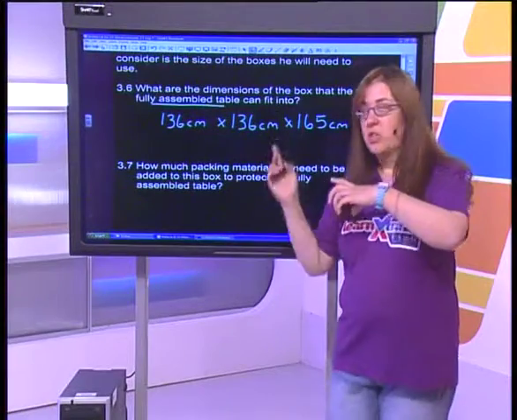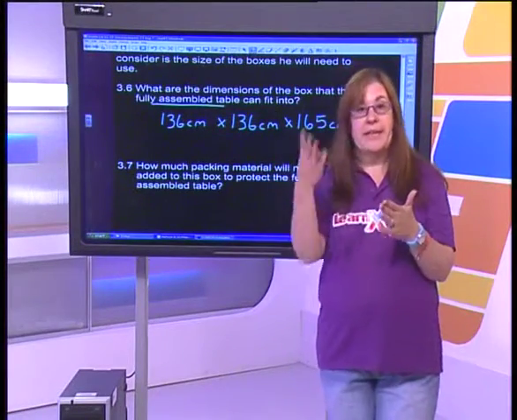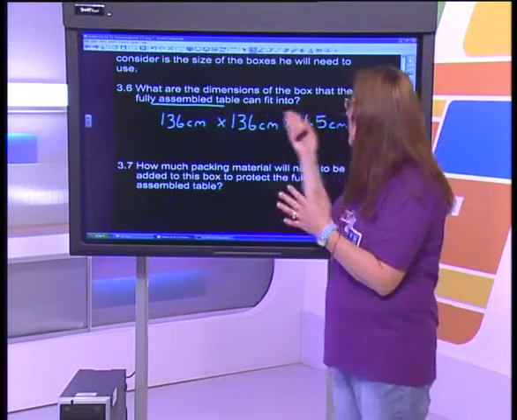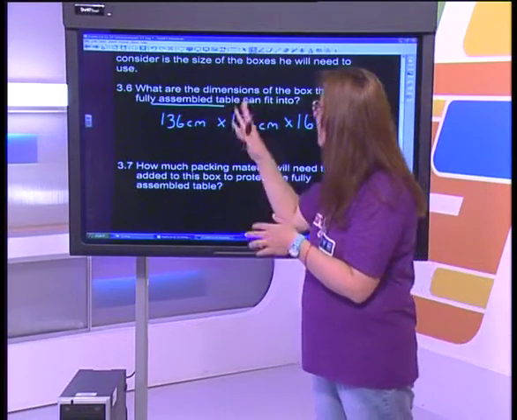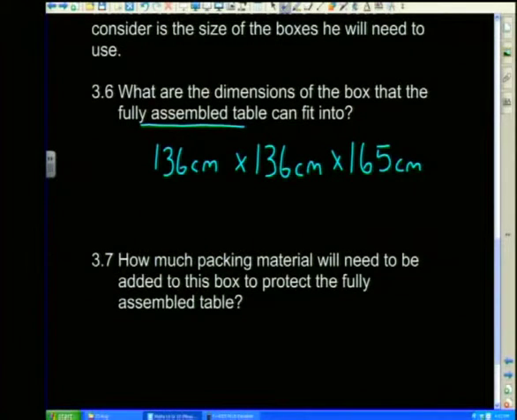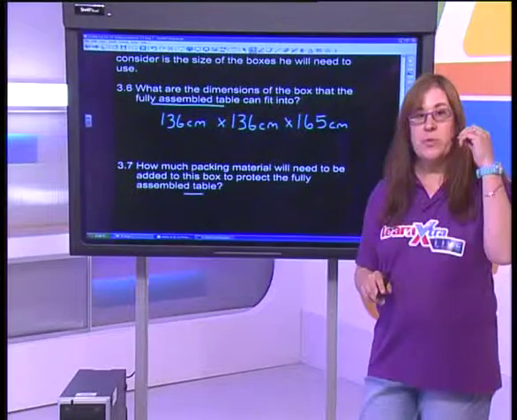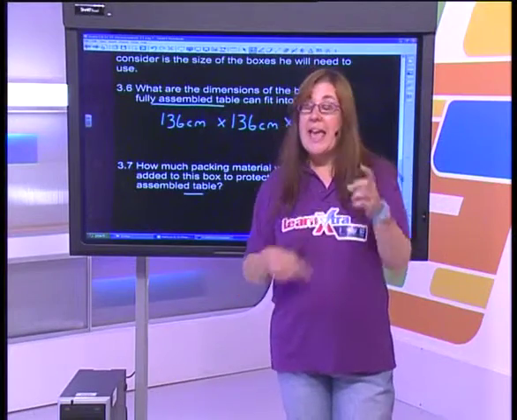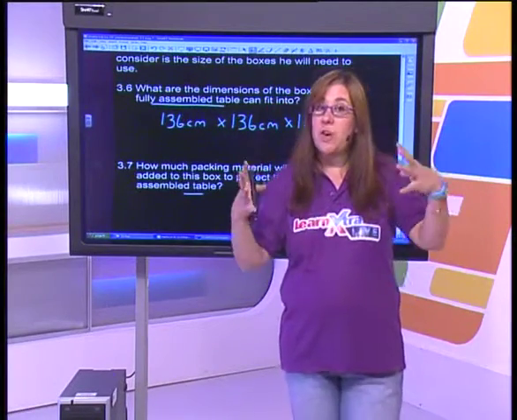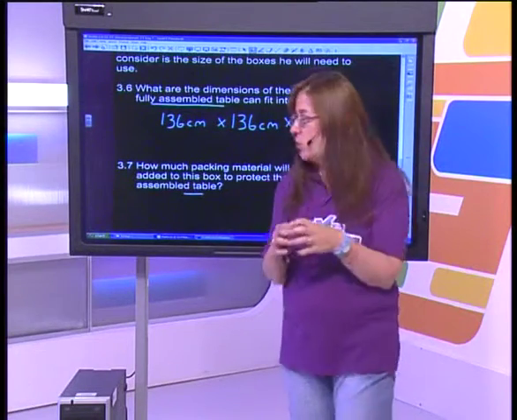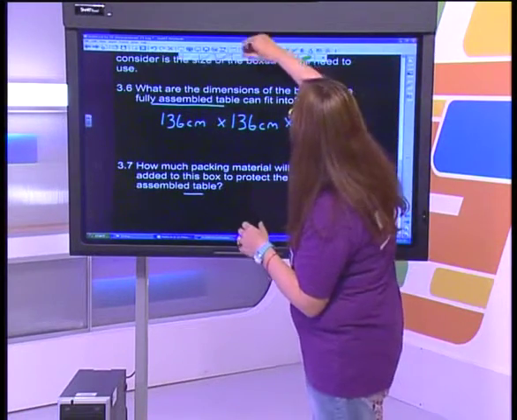Now you can write your dimensions like this, or you can actually say, well, the length was 136, the other breadth was 136, and the height was 165. How much packing material would be needed to add to this box to protect the fully assembled table? Now what we need to do for this one is we need to work out the volume of this box. And then to work out our total volume of our table, which we've done in 2 steps earlier, and minus the 2. So let's see how far we get.